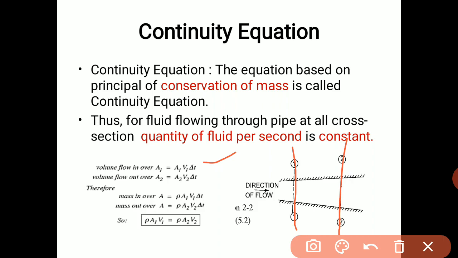Because we are considering the fluid characteristics, we are dealing with it with respect to time, so we have considered this time function everywhere. But the time interval will be the same for flow from the first position to the second position, so it will get automatically cancelled. So what we get is A1 V1 is equal to A2 V2. Whatever the area and velocity in the first position is exactly equal to the second position. So that is the continuity equation.